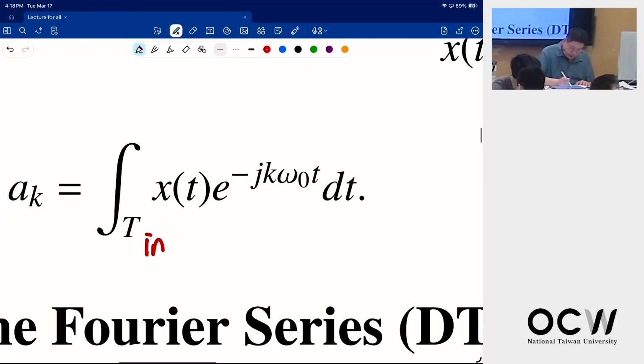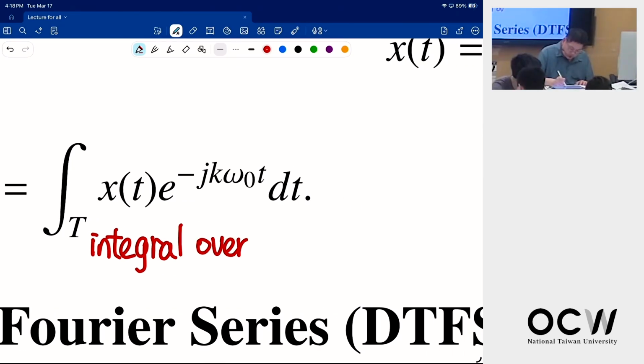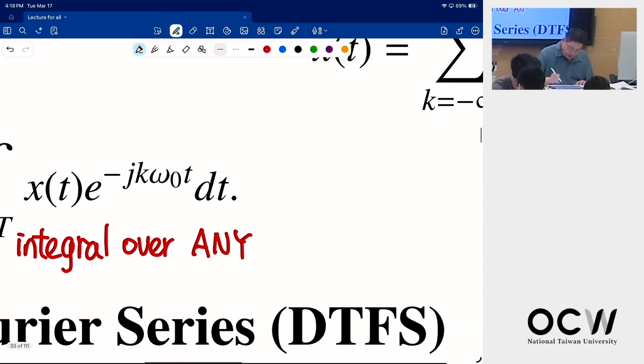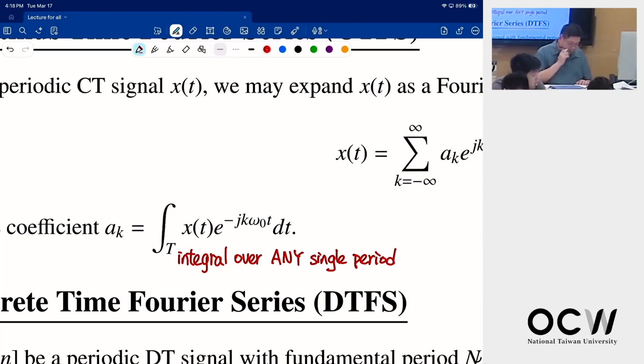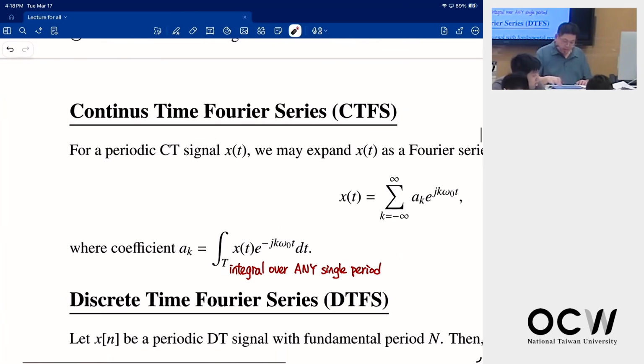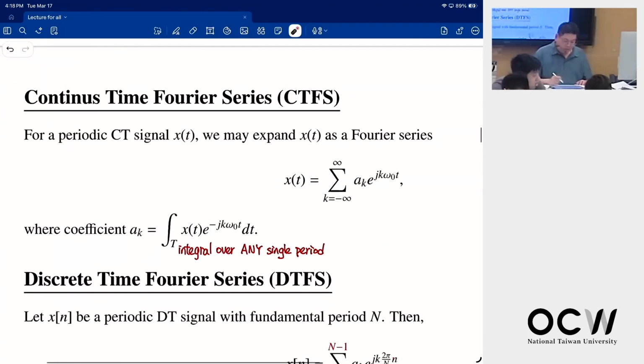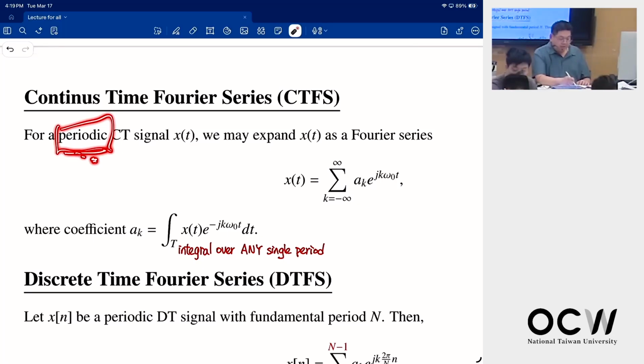So here, integral over any single period. Again, if your signal is periodic. If not, what should we do? If not, then we take the Fourier transform.